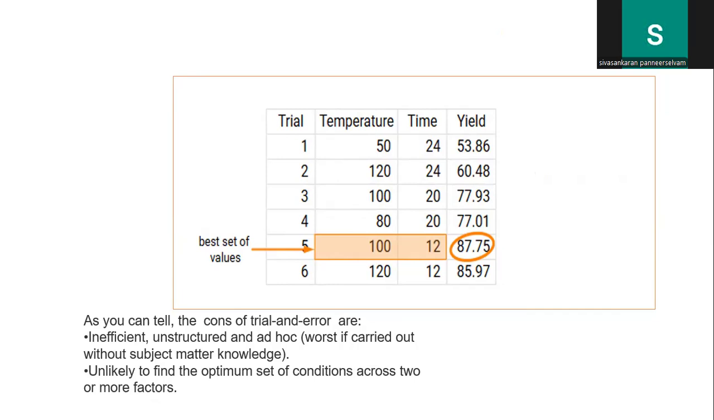87.75% efficiency. So this is what the trial and error classical method says, but it is not the most efficient one. When you go for multiple factors, it is very time consuming, inefficient and unstructured. We will not be able to find out the optimum set of conditions across two factors or more than that.